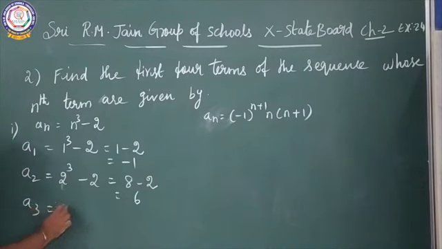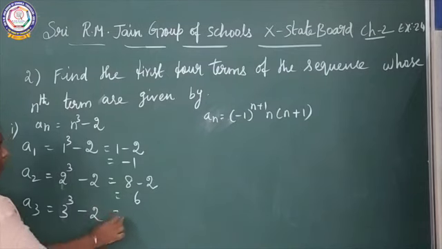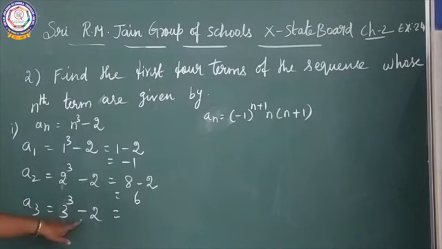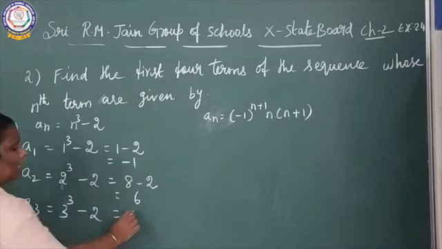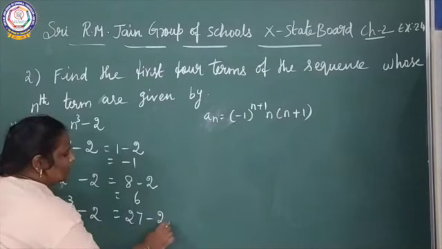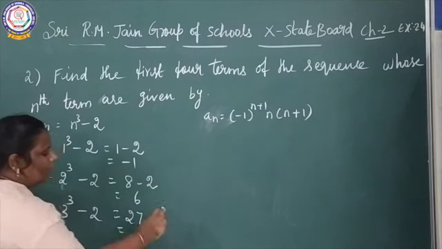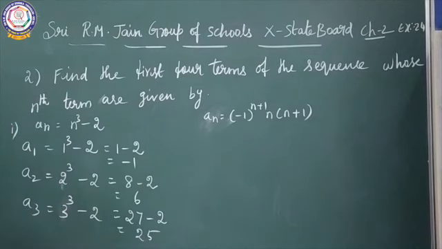A3. A3 equal to, what is that A3? 3 cube minus 2. In the place of n, you can replace by 3. 3 cube minus 2. What is 3 cube? 3 3s are 9, 9 3s are 27, minus 2. The value is equal to what? 25.